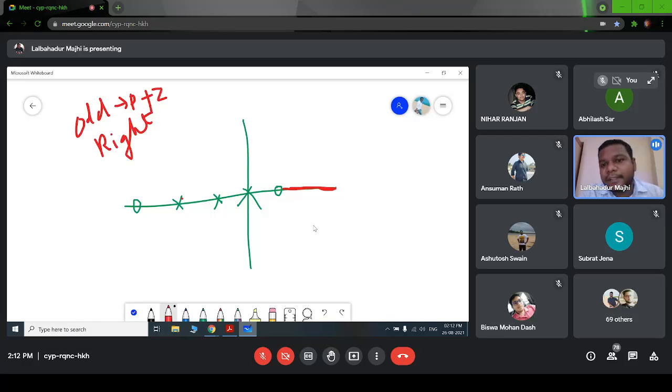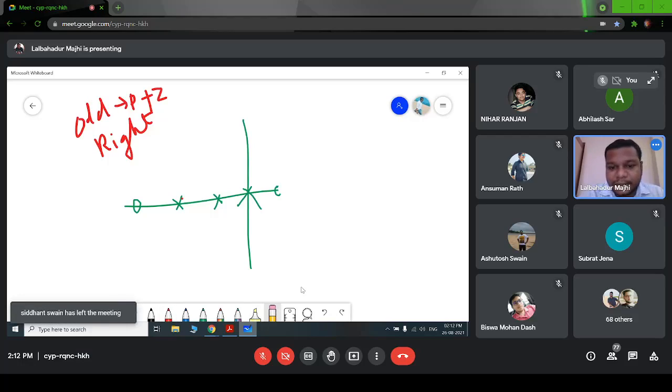To the right of that point. Okay, so after this 0, towards the right, we can see there are no poles and 0. So this point will not lie on our root locus. Any point after this 0 will not lie on the root locus.